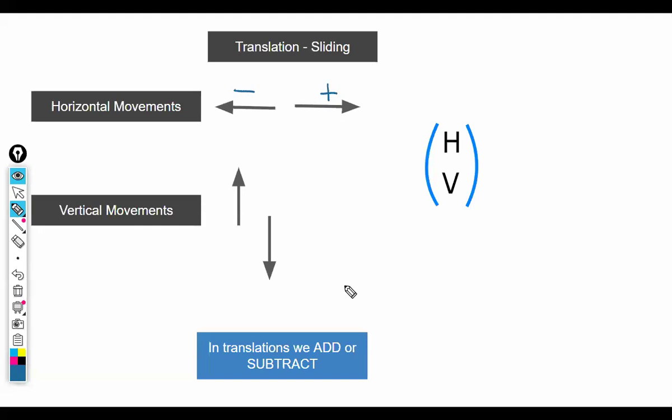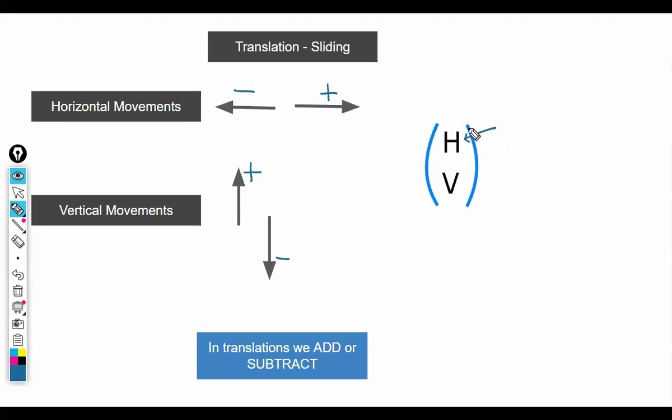Vertical movements have a similar scenario. If you slide something vertically, you can either slide it upwards or you could slide it downwards. If you're sliding something upwards, it is considered to be positive. And common sense would say, if you're sliding something downwards, it is what? Negative. When you're writing the horizontal or vertical instructions, you just write it in a pair of brackets like this.